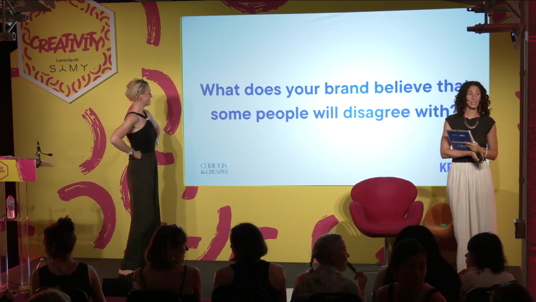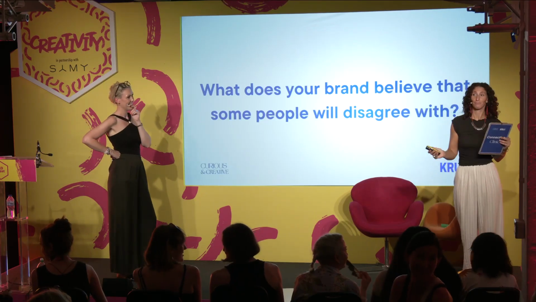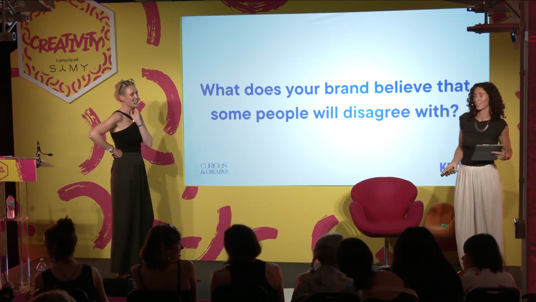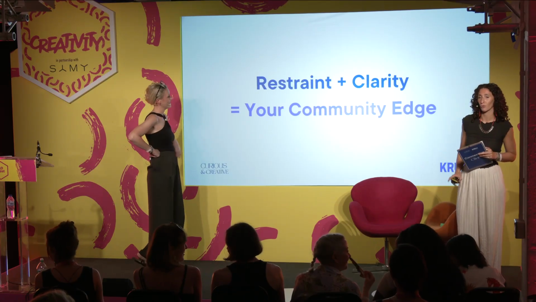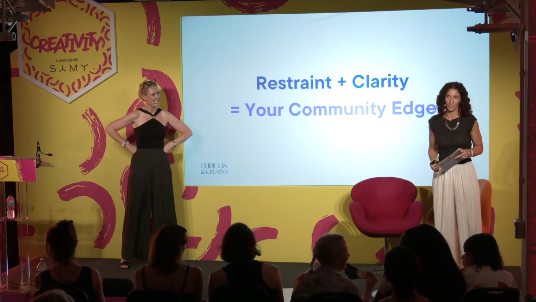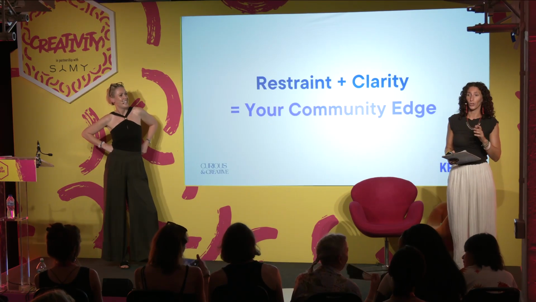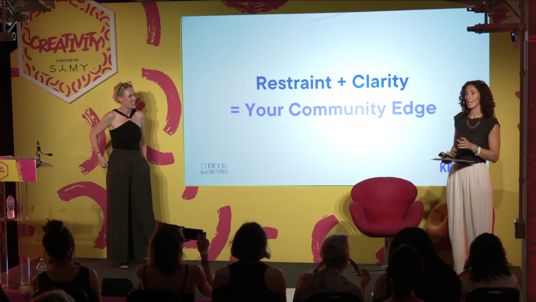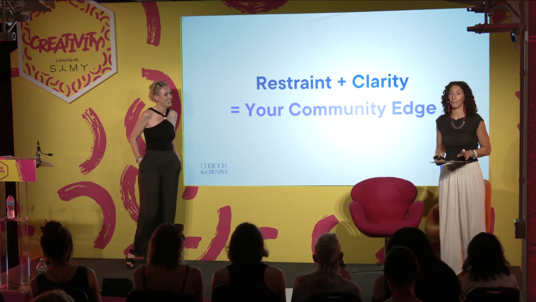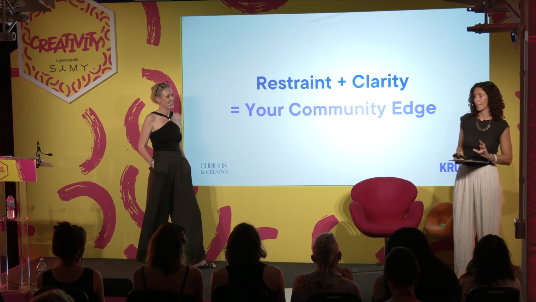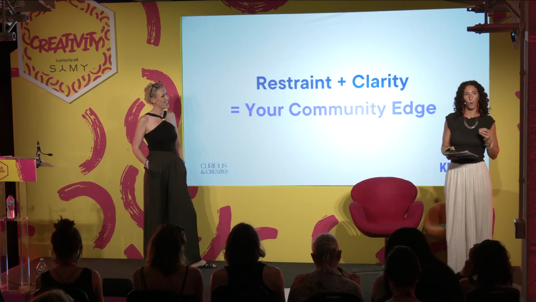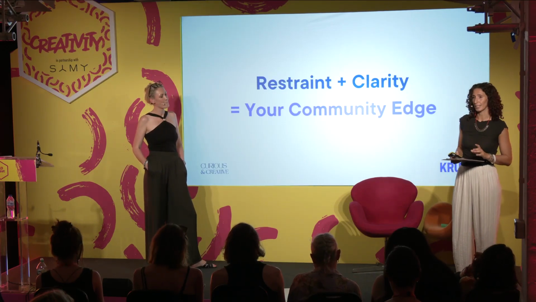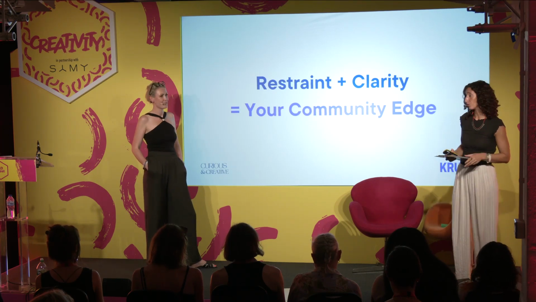Okay, so maybe some of you had an answer for this off the bat. Maybe some of you realized it's something you need to dig into a little deeper. Because the answer requires two things: restraint and clarity. Now, restraint is what you won't do. Clarity is what you will do. And that's where you find your community edge. Because going deep on a narrow audience beats trying to be relevant to everyone, every single time.